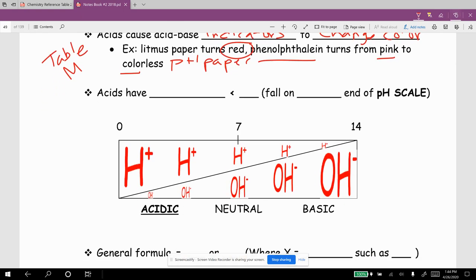So acids have what we call low pH, right? So they have a pH value, right?